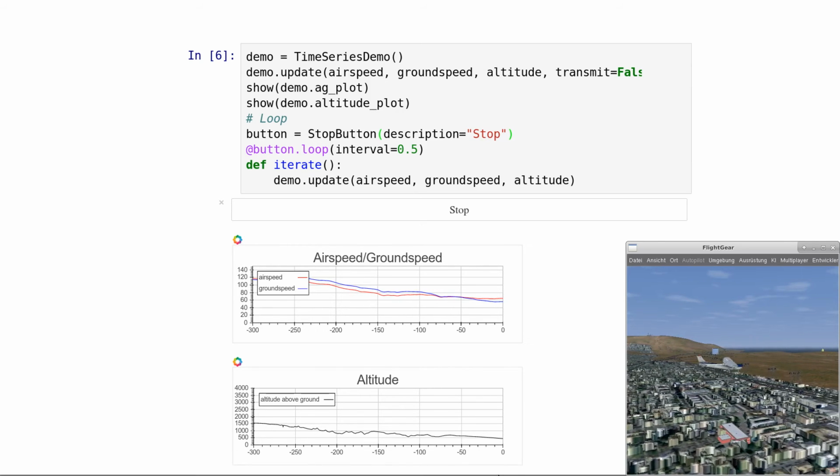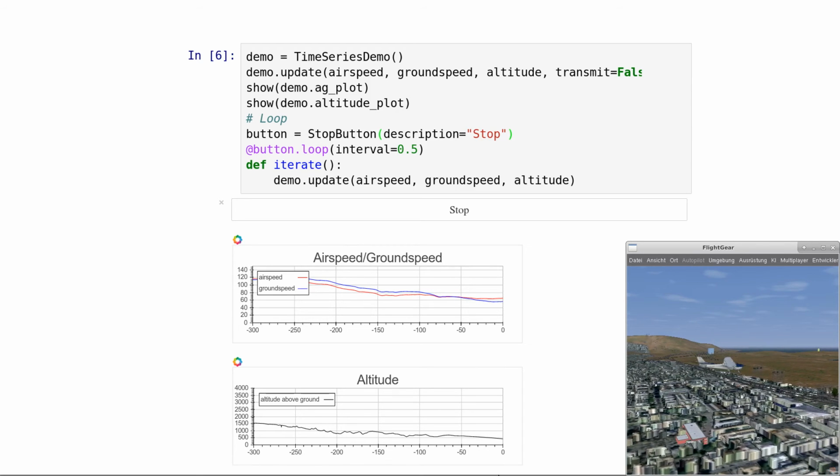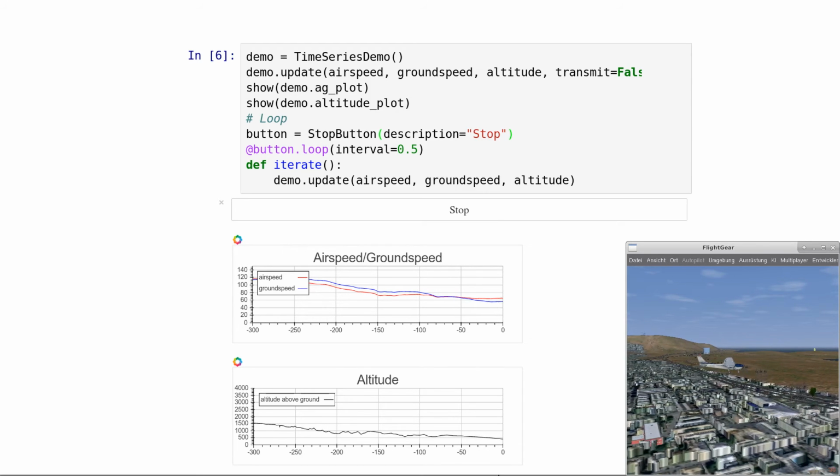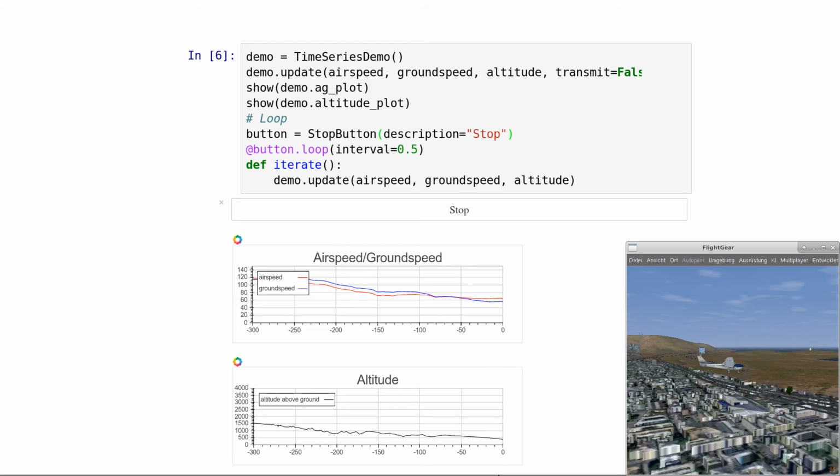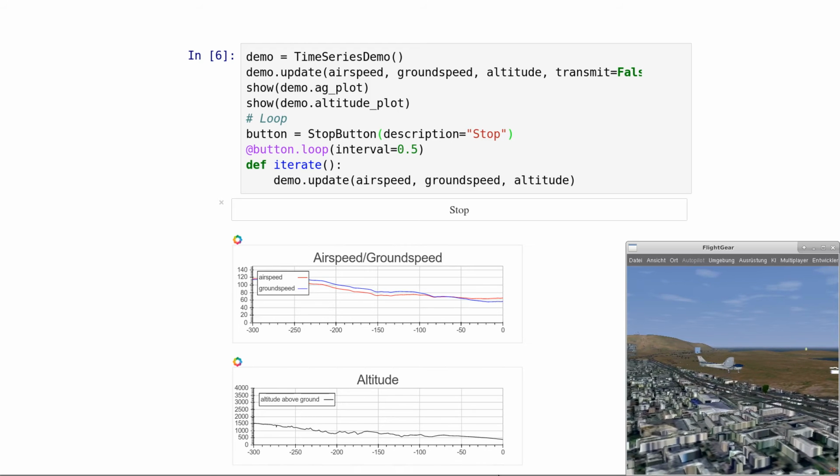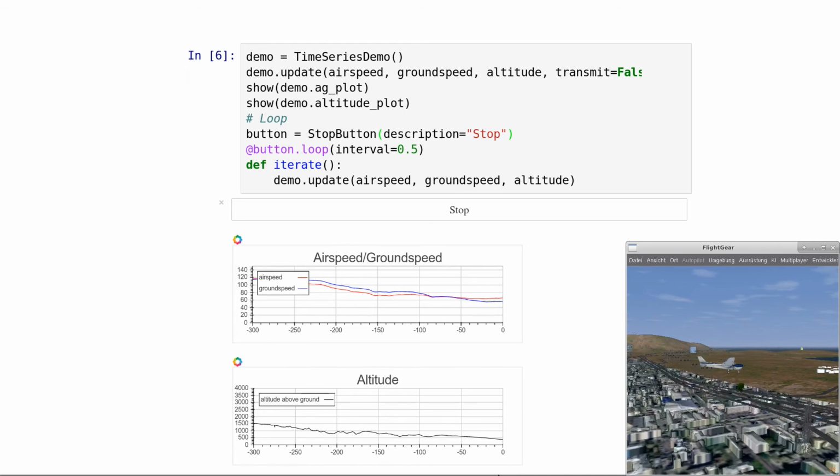After turning to the short final, the plane establishes a stable approach at 65 knots of indicated airspeed and a stable glide path.